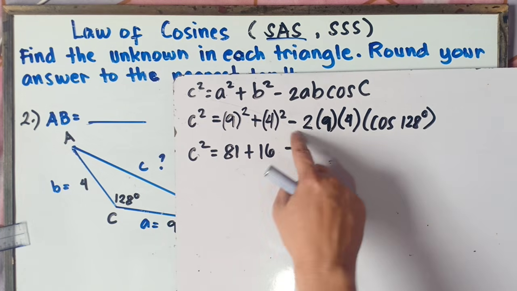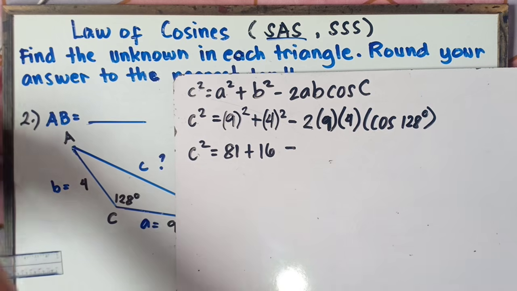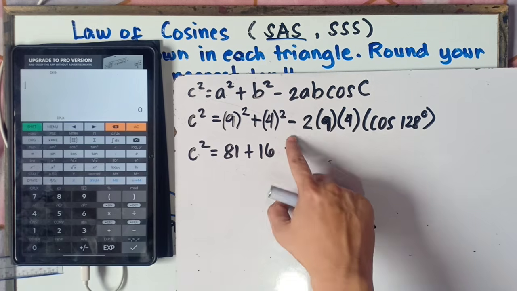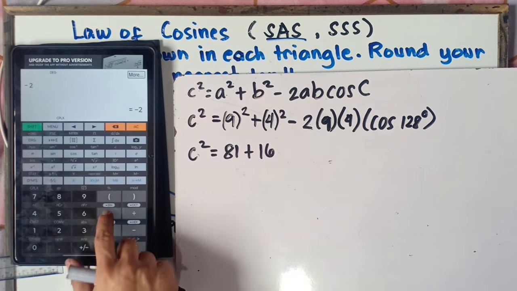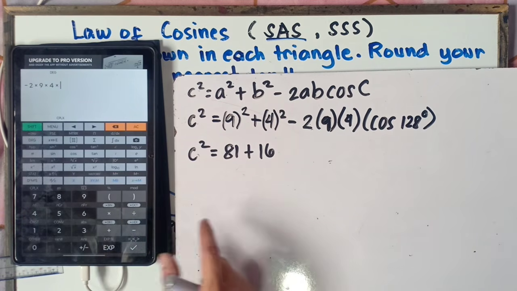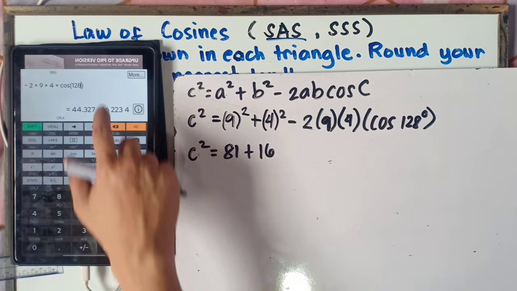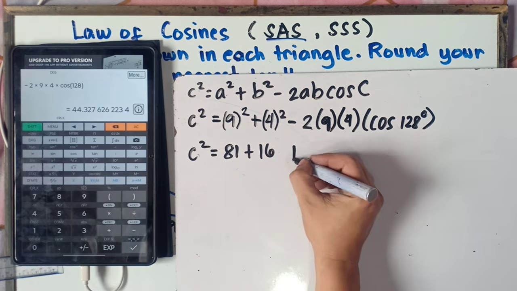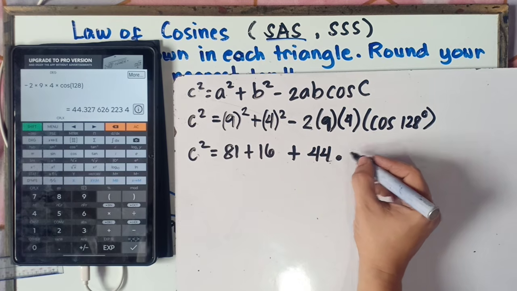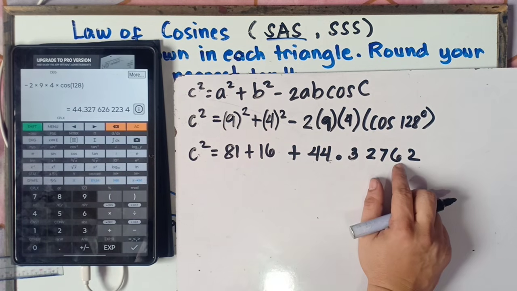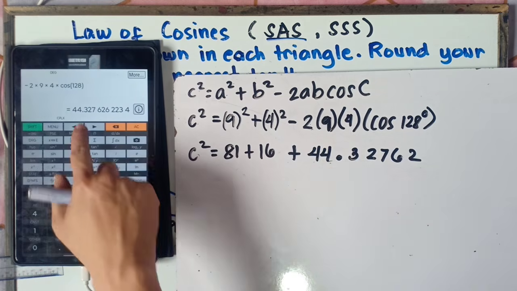Or you can write negative 2 times 9 times 4. That's okay, class. You can do that, or you can put the negative symbol first. Do it step by step: negative 2 times 9 times 4 times cosine 128 degrees. The answer, class, is positive 44.32762. So after 6, that would be 2. Once again, class, you need to have at least 4 decimals.